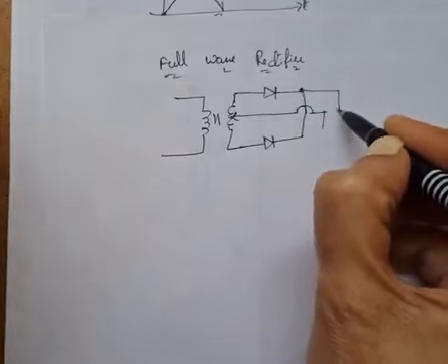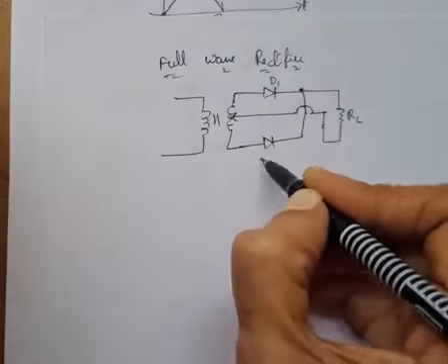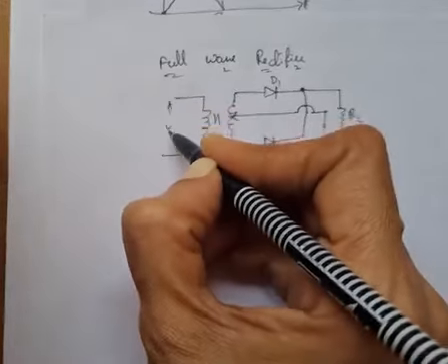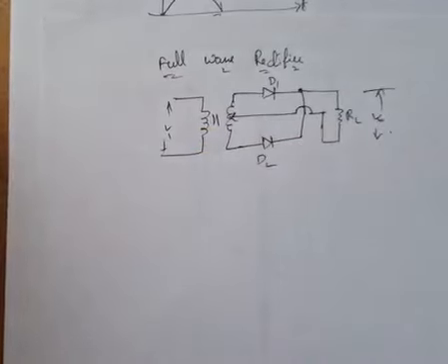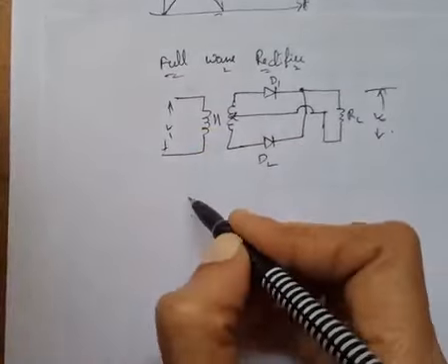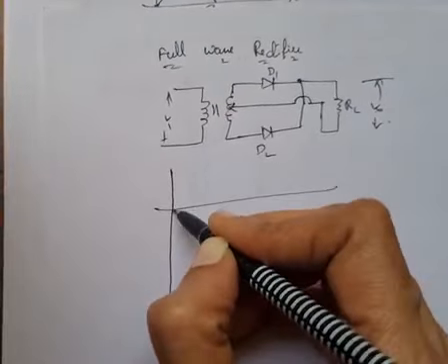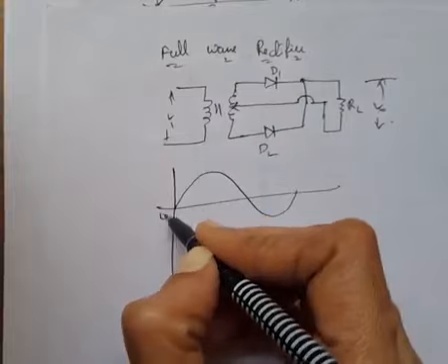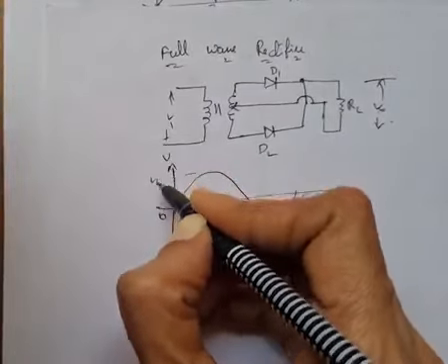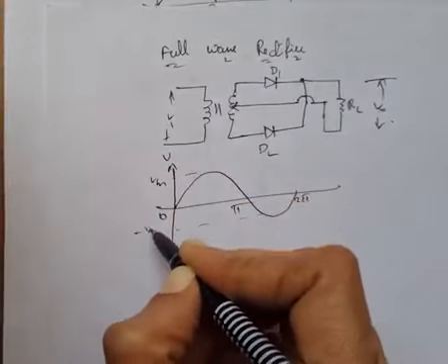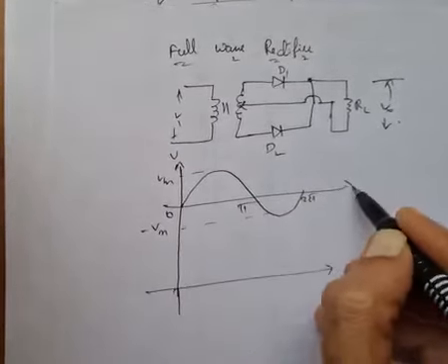Center tap. RL, D1, D2, VI, and here we are taking V0. Same as usual, we are taking a sinusoidal signal: 0, pi, 2 pi, with Vm and minus Vm. So what is our output?